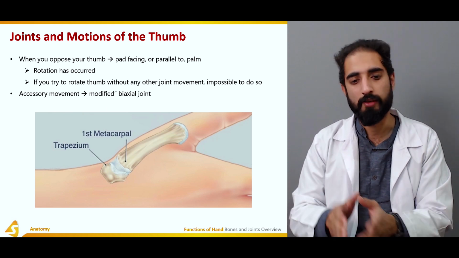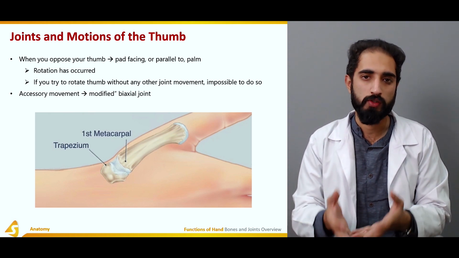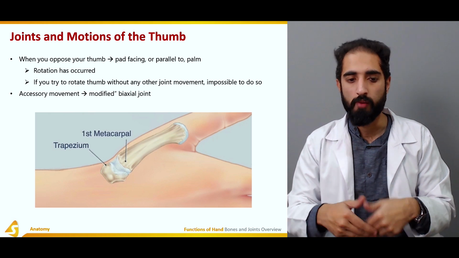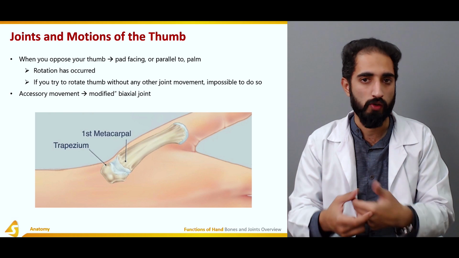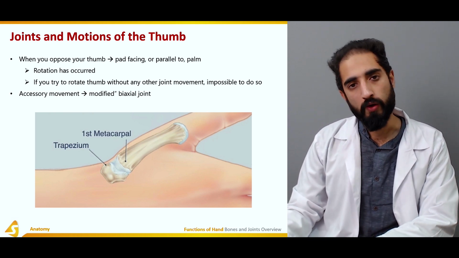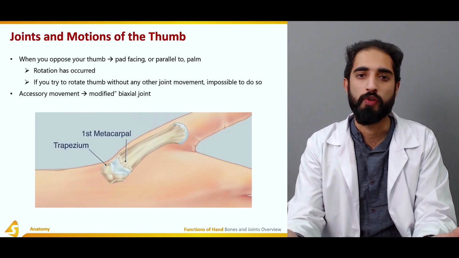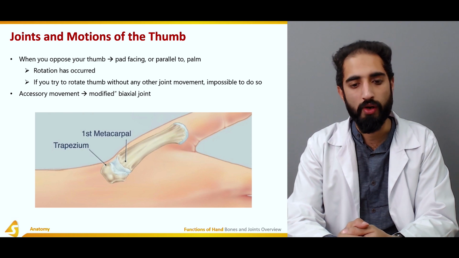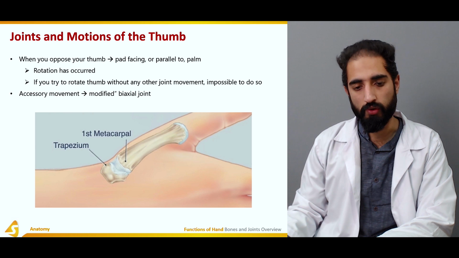So we can say that it is a modified biaxial joint because there are two true osteokinematic movements, which are flexion and extension, abduction and adduction. But once again, opposition and reposition has a component of rotation, and that is an accessory movement. So that is not, in the true sense, an osteokinematic degree of freedom. That is why it is somewhere in between 2 degrees of freedom and 3 degrees of freedom. That is why we call it a modified biaxial joint instead of a conventional biaxial joint.